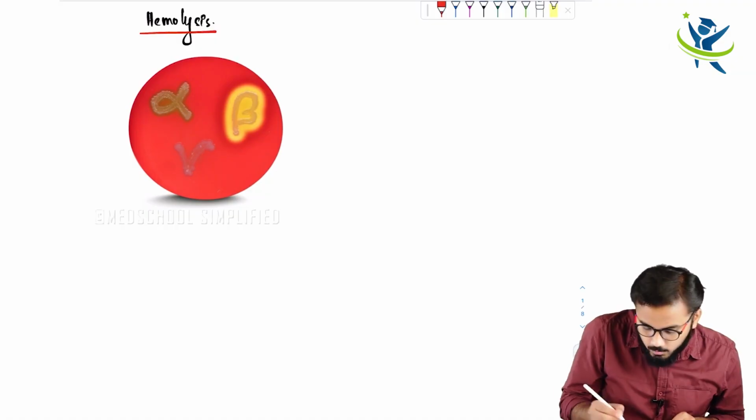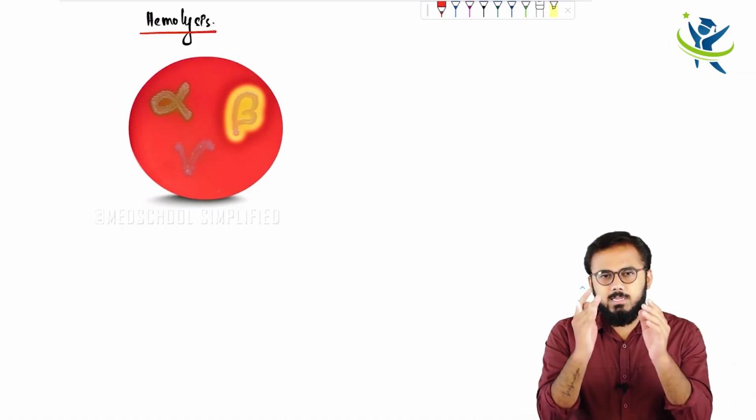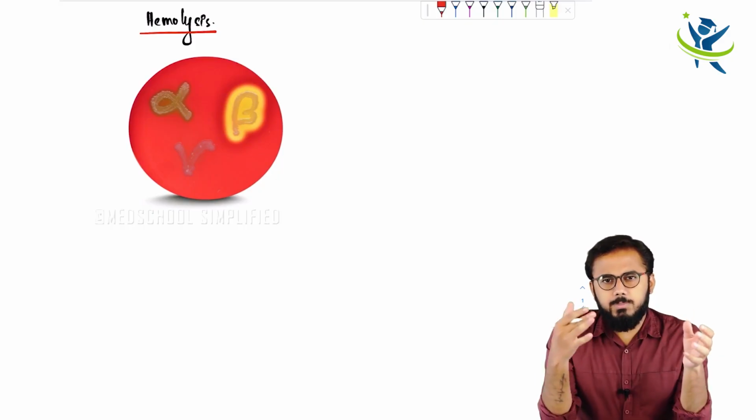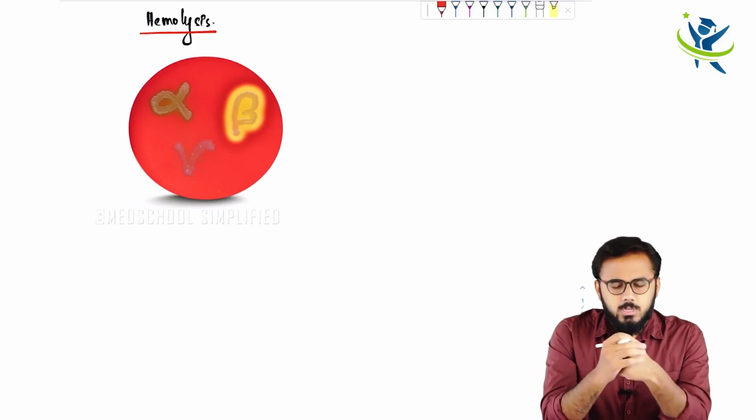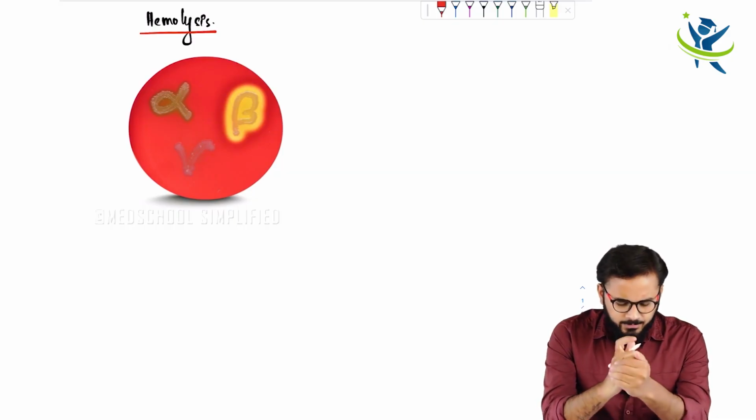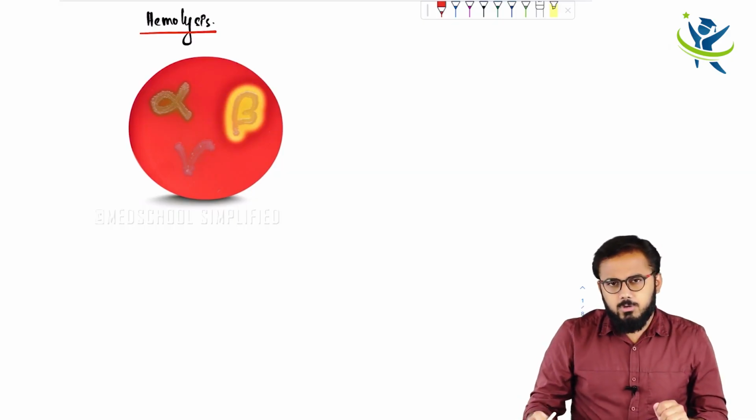So what do you mean by hemolysis? I'm sure you have heard of these terms like alpha hemolysis, beta hemolysis, and gamma hemolysis. So what are they? For example, look at the beta hemolysis.